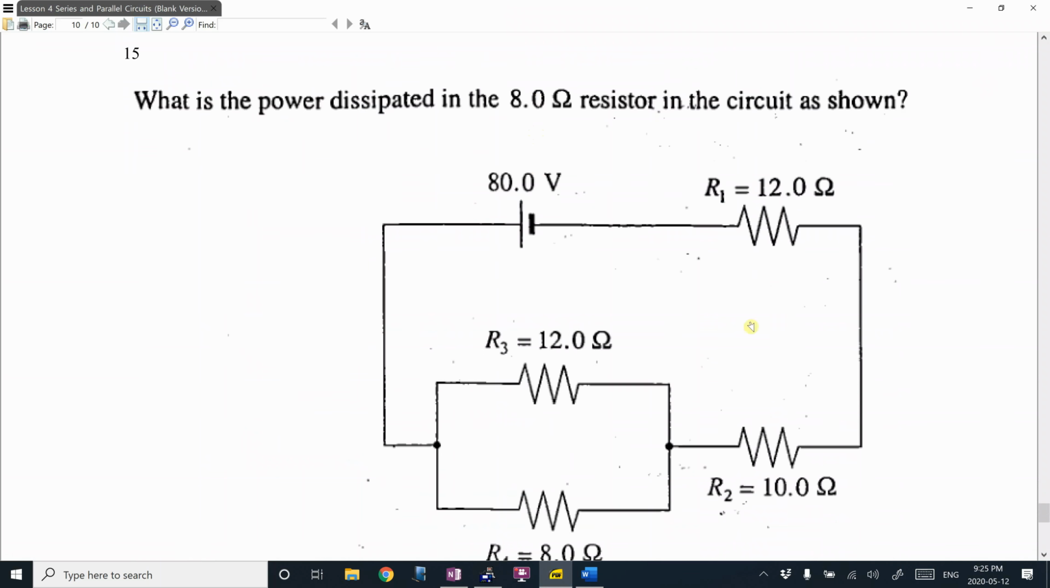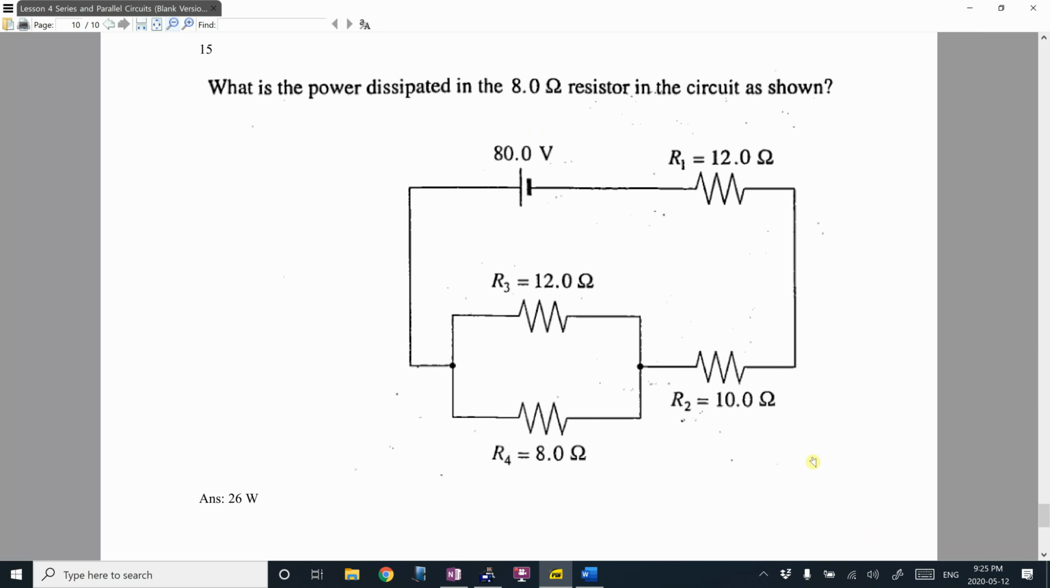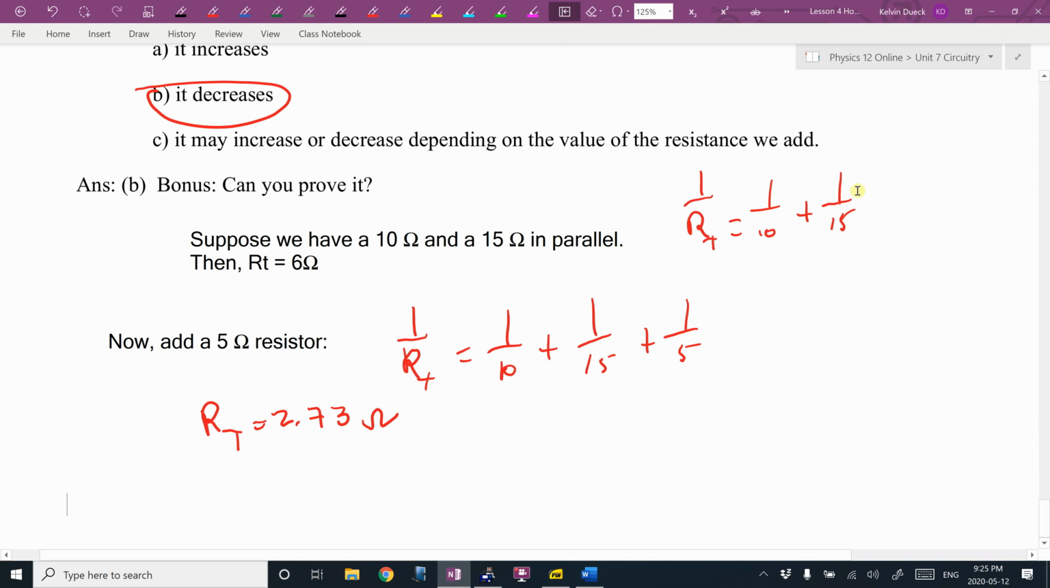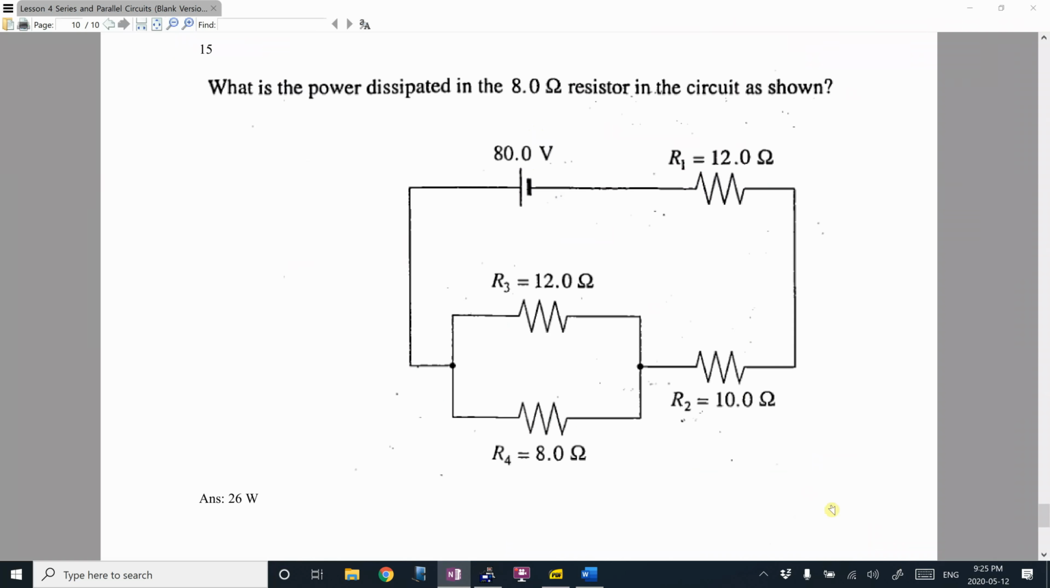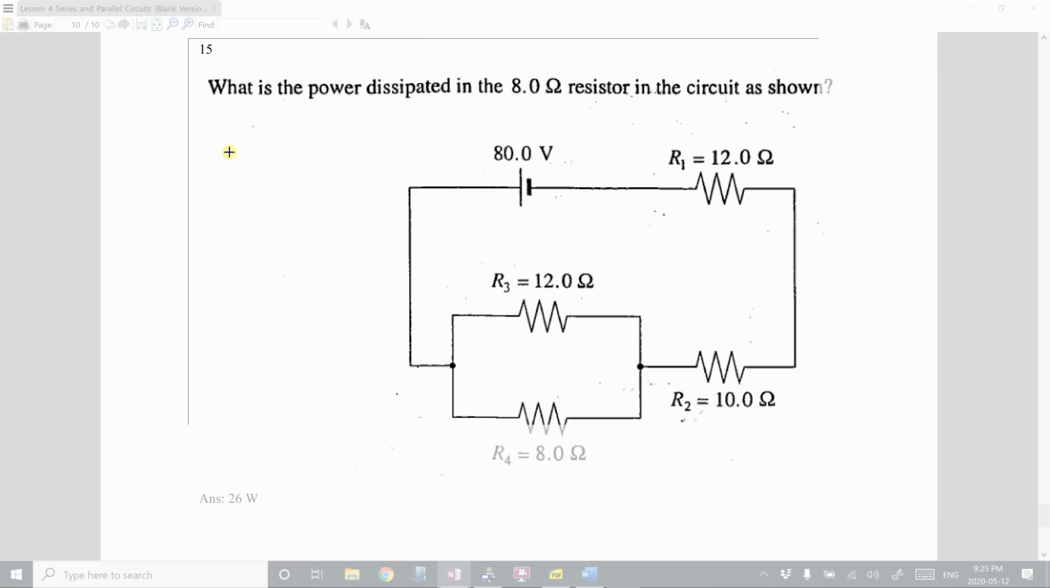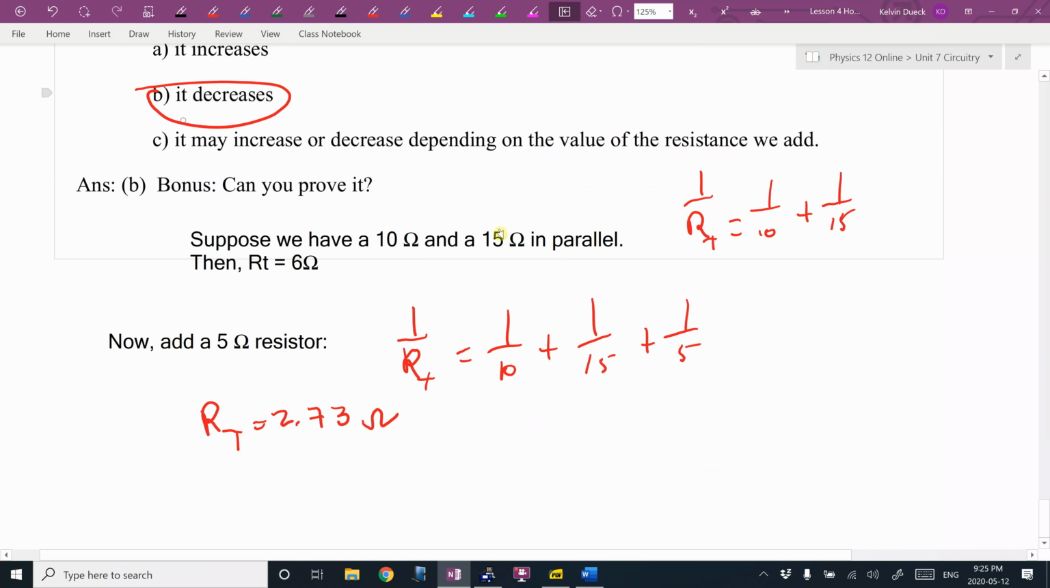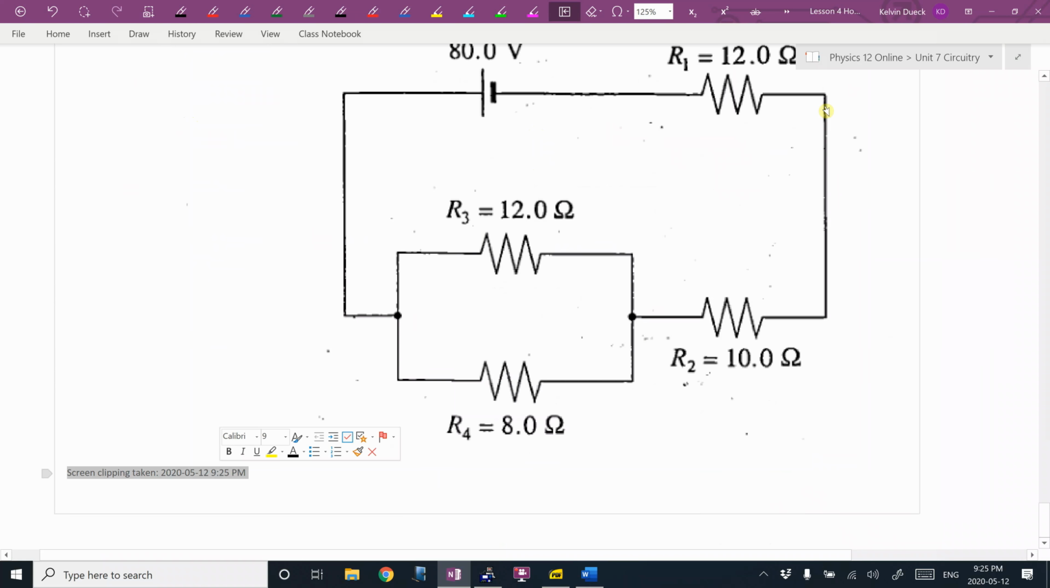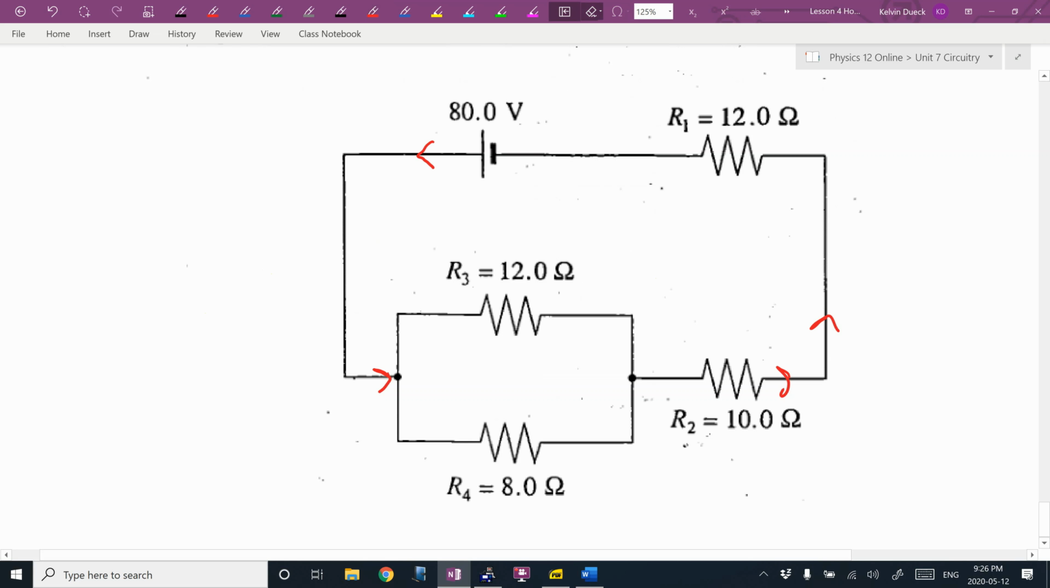Ooh, number 15. I'm going to have to make this a bit smaller to get it on one page. What is the power dissipated? I think this is the first circuit that I'm going to have to rewrite. There's no current anywhere, and skiing won't help because it's 80 volts minus, I don't know. I'm going to have to rewrite this.